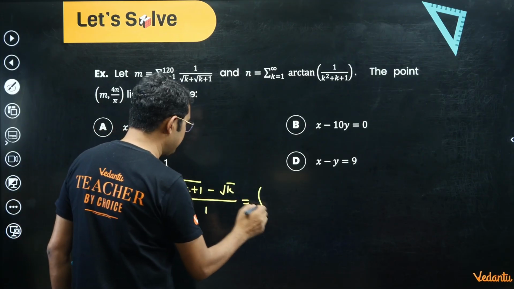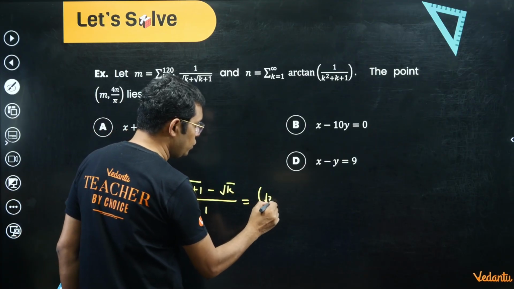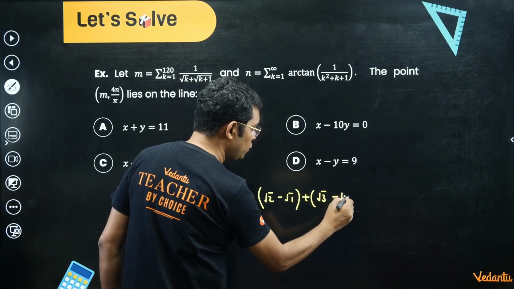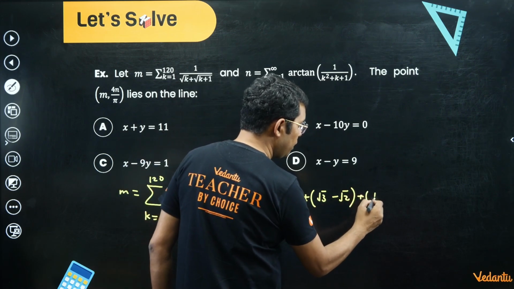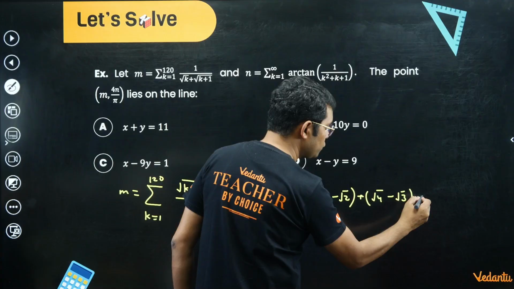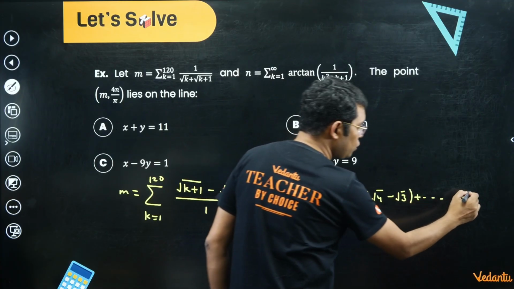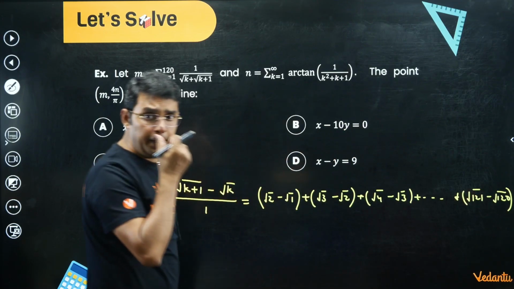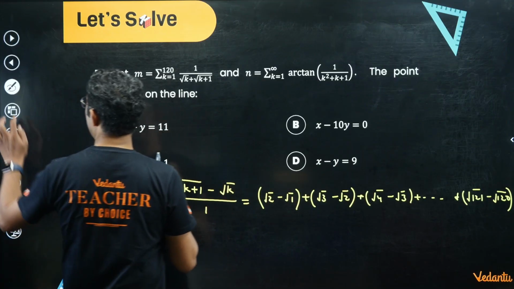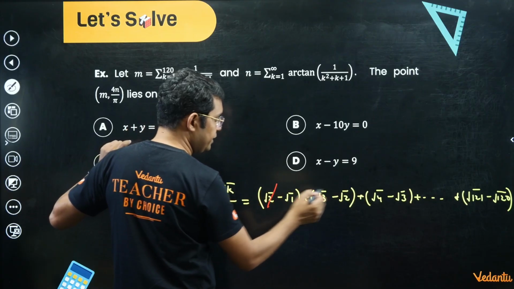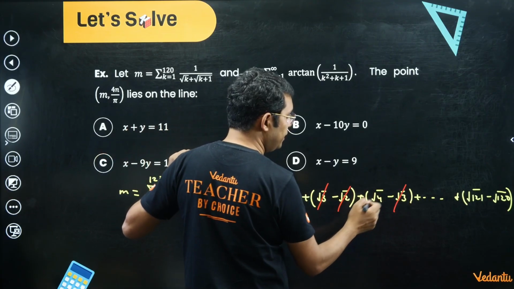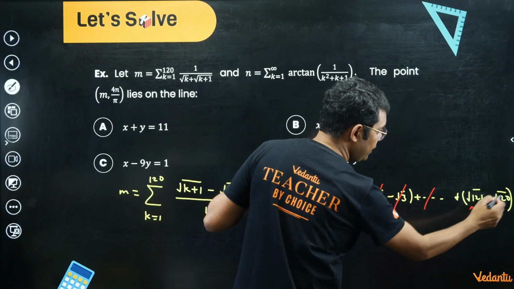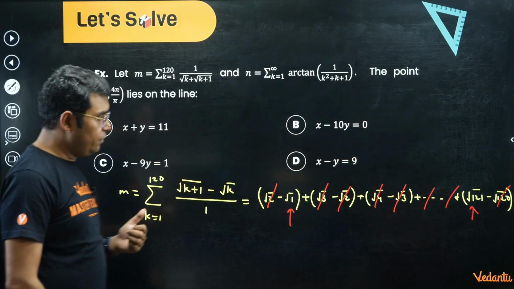Now if I write all these terms starting with 1, it will be root 2 minus root 1 as the first term, then root 3 minus root 2, then root 4 minus root 3, and so on. The last one being root 121 minus root 120. Now you can see this cancellation is happening immediately after this. So this root 2 is getting cancelled here, root 3 is getting cancelled here, root 4 will be cancelled here. So root 1 is remaining. So root 120 will remain here. This root 120 will cancel with one term before it.